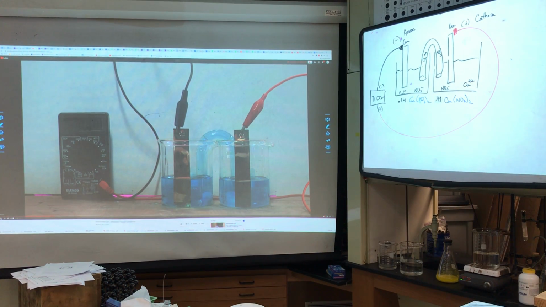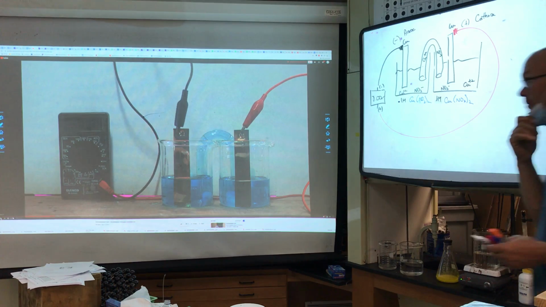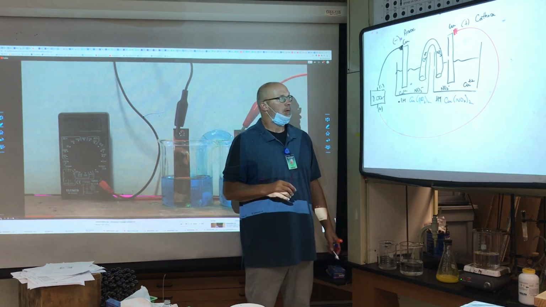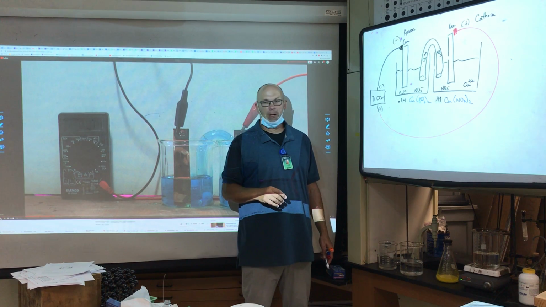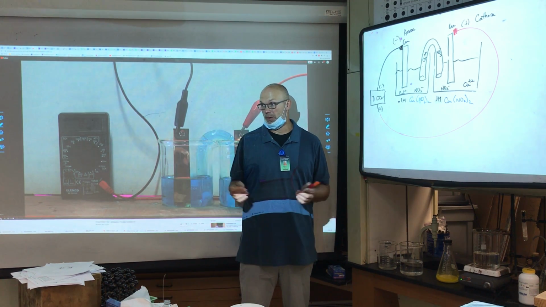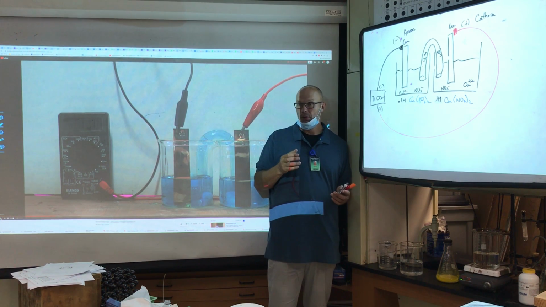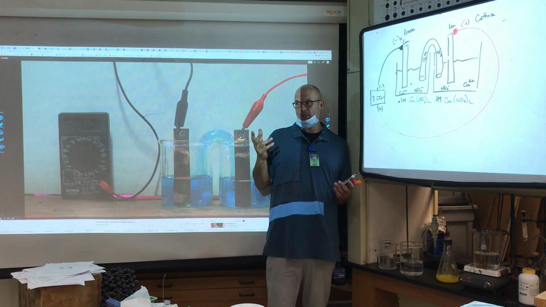Well, what does no voltage mean? Yes? Is it because what's in the salt bridge is Cu plus 2 and NO3? Yeah, already we have the same amount of copper plus 2 everywhere. That's part of it. We have the same concentration. That actually is the answer. And we have two metals that are the same.